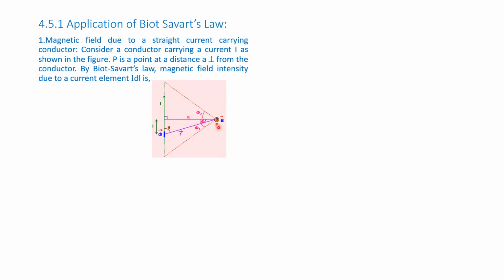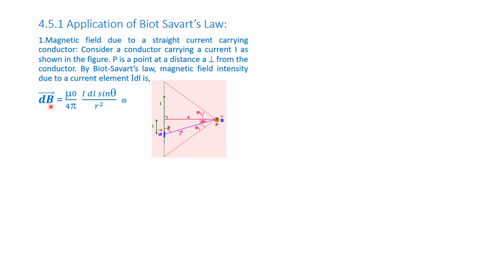P is a point at a distance A. This is the perpendicular distance A. This is the straight conductor and point P is located at a perpendicular distance A from the conductor. By Biot-Savart's law, consider the magnetic field intensity due to this current element. Here there is a blue colored current element I dl. I is the current passing through it and its length is dl.